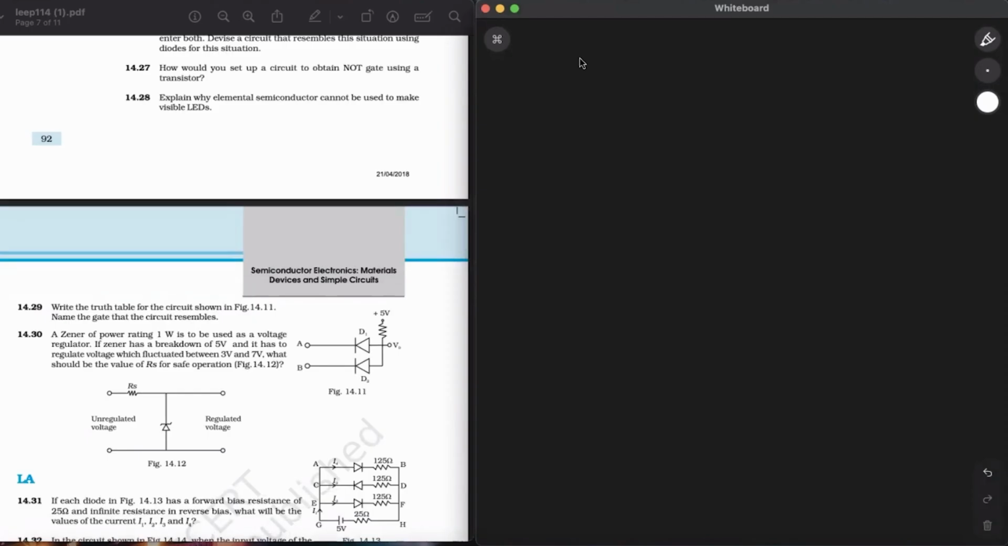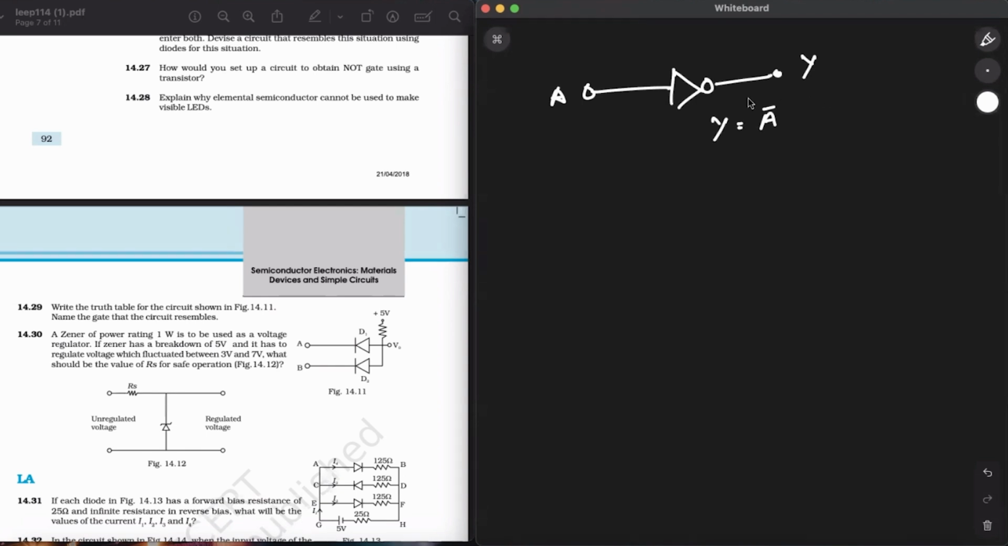Next, the question is, how would you set up a circuit to obtain a NOT gate using a transistor? First of all, we have to consider a device where there is only one input and only one output, and the Boolean expression will be A dash. See, first of all, you have to see what a NOT gate is. Suppose this is A. This is the NOT gate, and it is reaching Y. So Y is equal to A dash, or similarly, we can say A is equal to Y dash also.